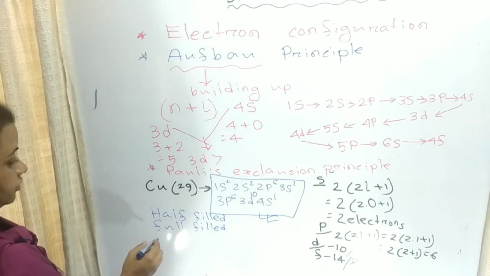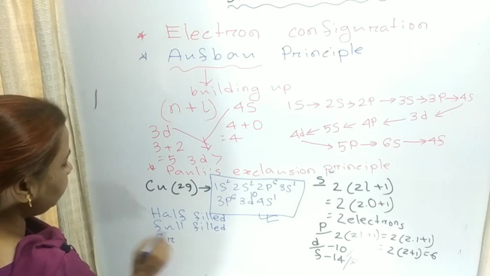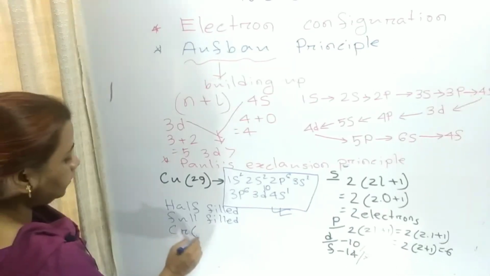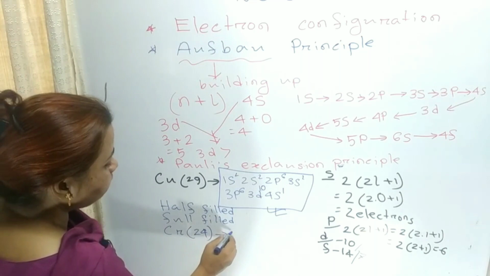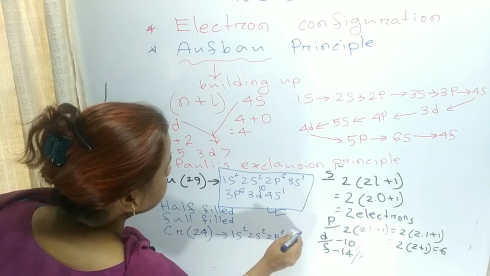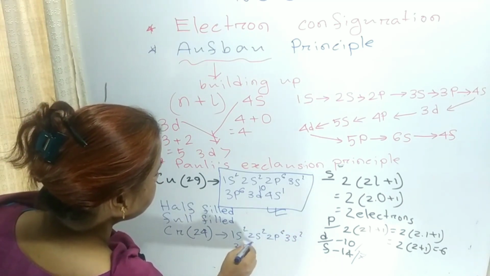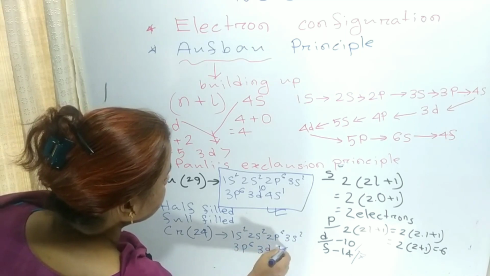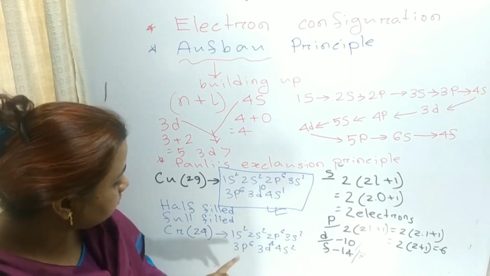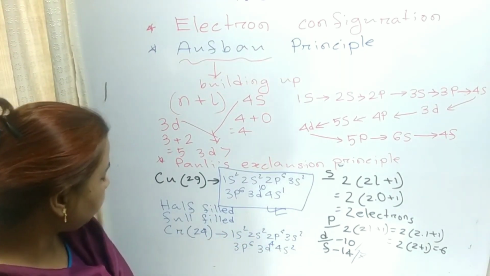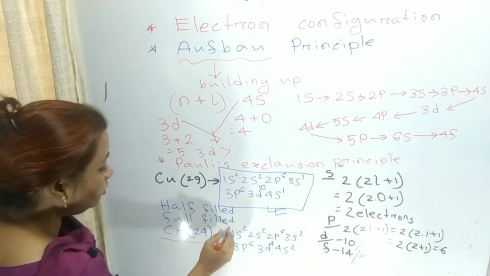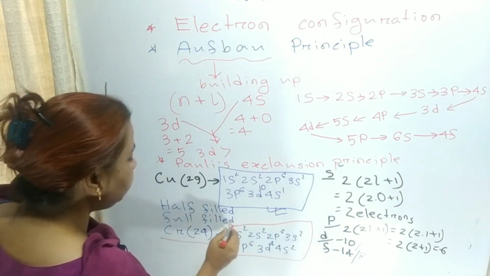Another exceptional electron configuration I can show you. Suppose chromium. Can you say what the atomic number of chromium is? Say 2, 4, 10, 12, 18, 22, 24. The atomic number of chromium is 24. So according to the general rule, the electron configuration of chromium should be like this.